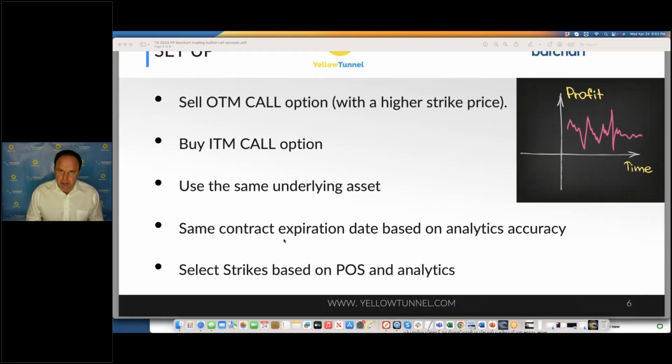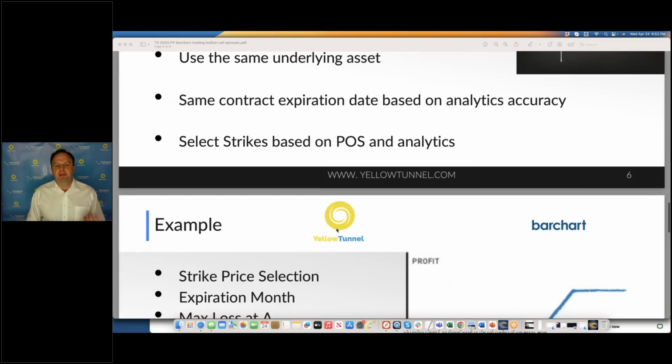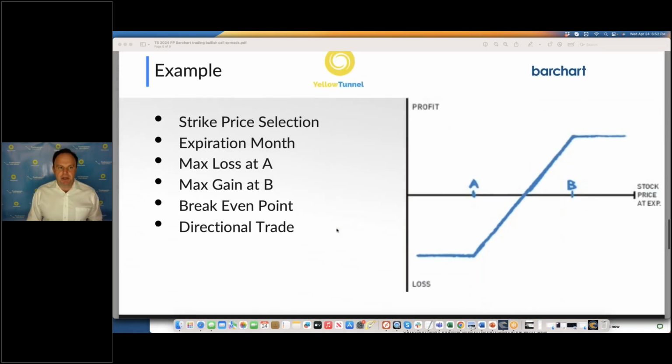Strike price selection is probably the hardest part of debit spreads. I'm going to use Barchart data shortly to show you how you can use Barchart analytics to determine how to construct your debit spread and find the right strike price. So we'll talk about strike price selection shortly. We talked about expiration months, weekly versus monthly.